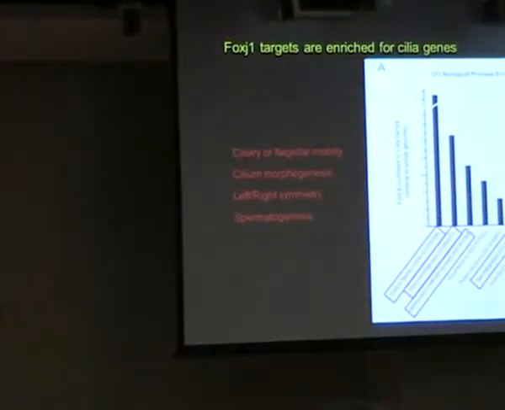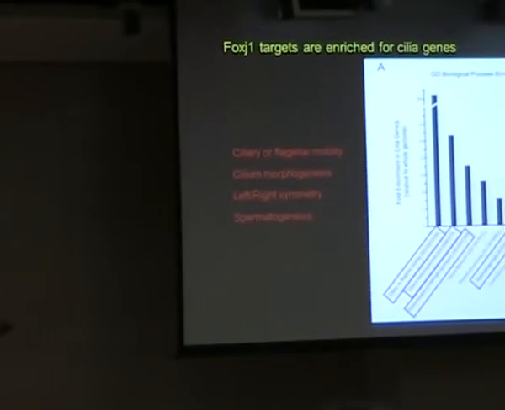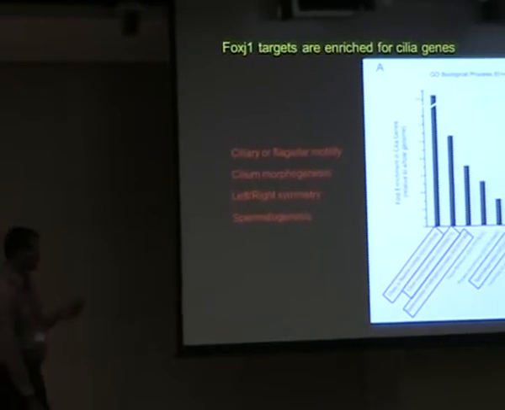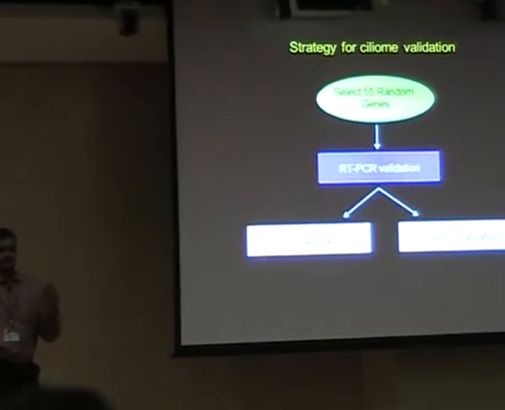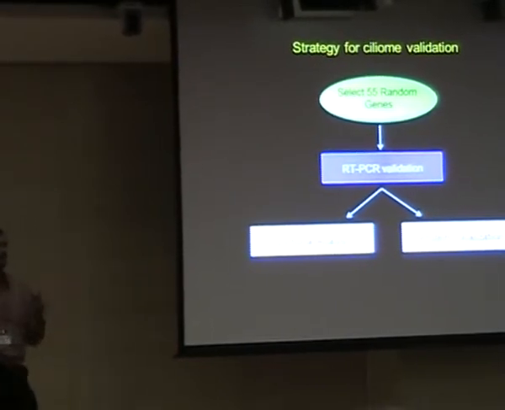Right. And as expected, the 600 genes on our list are definitely enriched for functions such as ciliary or flagella motility, cilium morphogenesis, left-right asymmetry, and spermatogenesis, all of which have to do with ciliary development. Now that we have this list of about 636 genes, how do we go further in dissecting and making sense of that list?